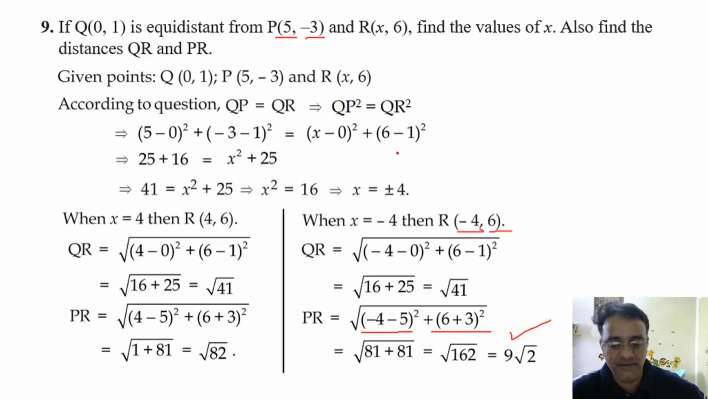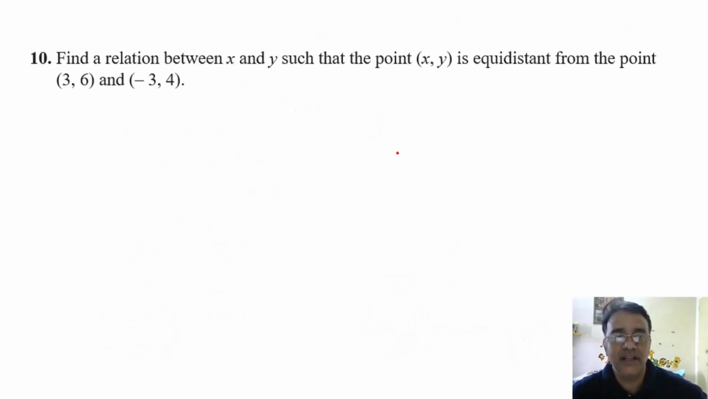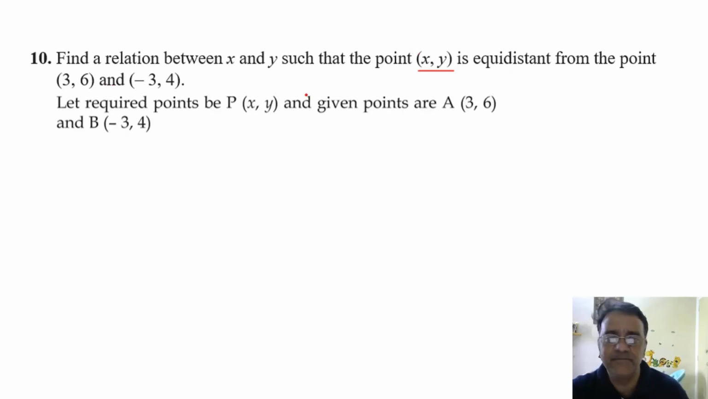Any doubt in this question? Next question. Question number 10. Now this is the last question of that particular exercise. Find a relation between x and y such that point (x, y) is equidistant from these 2 points. So we are going to take this as P, A and B. So PA is equal to PB.